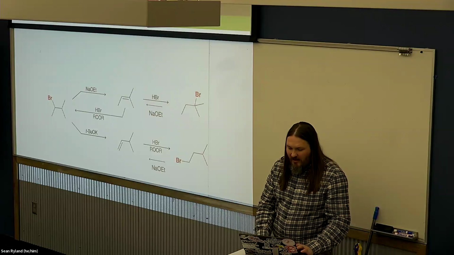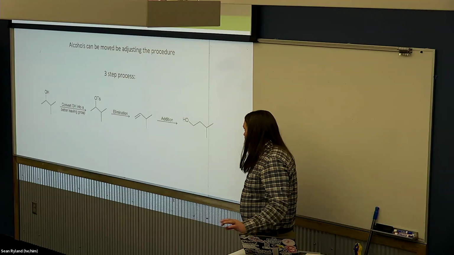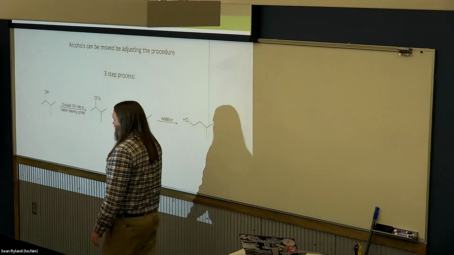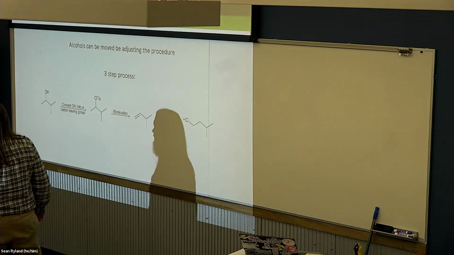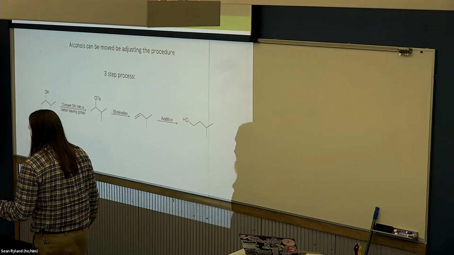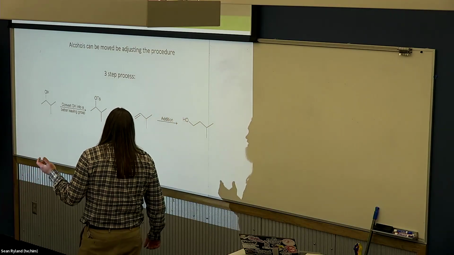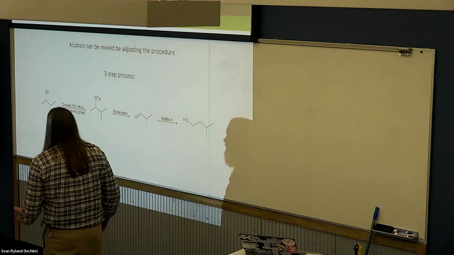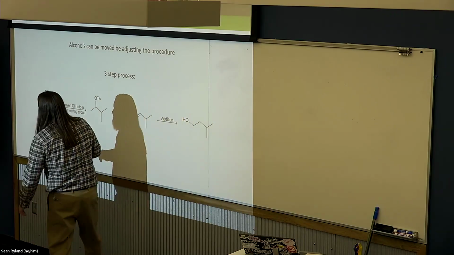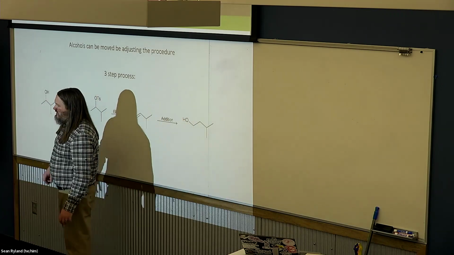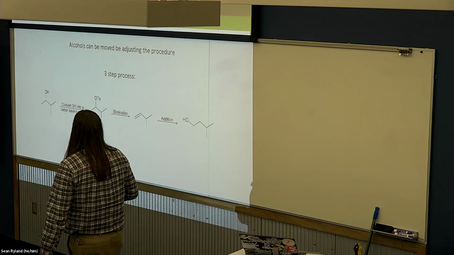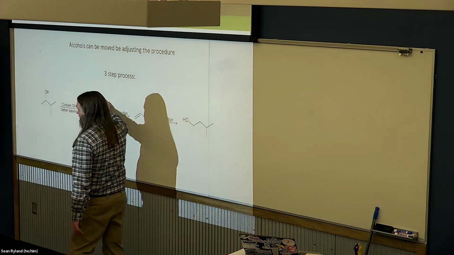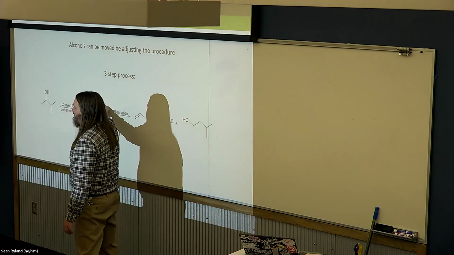If we wanted to move an alcohol instead, it gets a little trickier. It's a lot easier to move the halogens because they're already such good leaving groups. But we can do the same thing with alcohols. We just need to turn the alcohol into a good leaving group before we can do the elimination reaction. So do you remember this step, the O-tosylate?